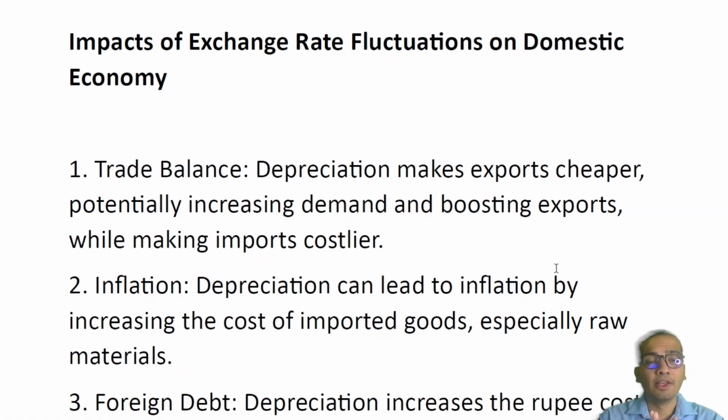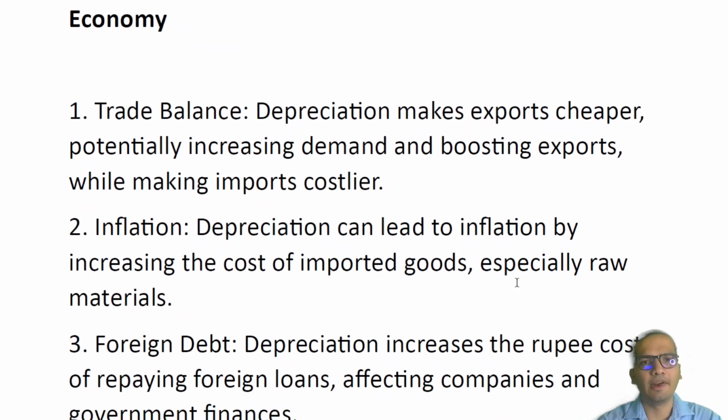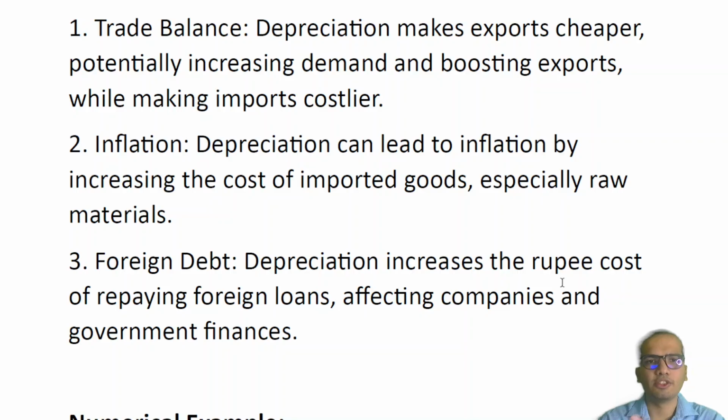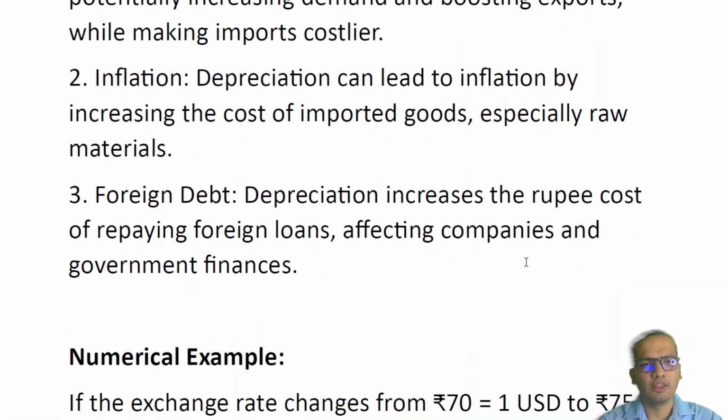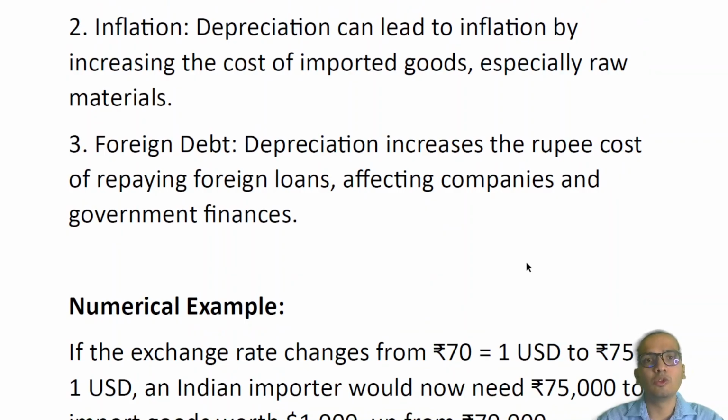Then comes the impact of exchange rate fluctuations on the domestic economy. First is trade balance. Depreciation makes exports cheaper, potentially increasing demand and boosting exports, while making imports costlier. Second comes inflation. Depreciation can lead to inflation by increasing the cost of imported goods, especially raw materials. Third comes foreign debt. Depreciation increases the rupee cost of repaying foreign loans, affecting companies and government finances.